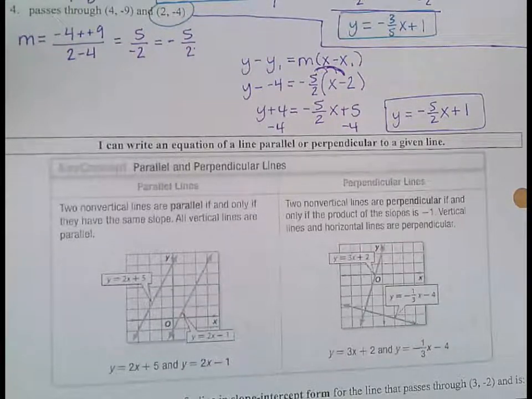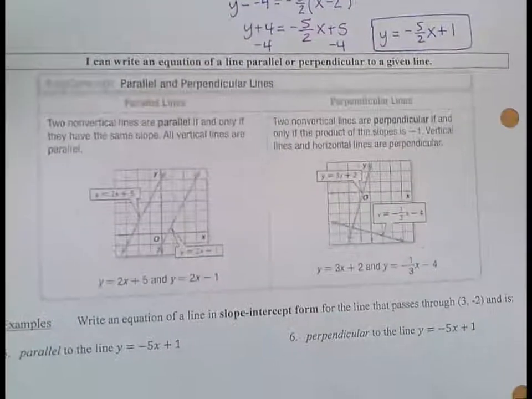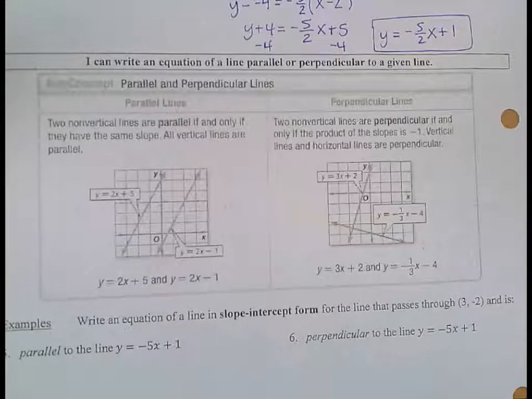Okay, questions on example 4? All right. Then the second part of this is being able to write an equation of a line that's parallel or perpendicular to a given line.